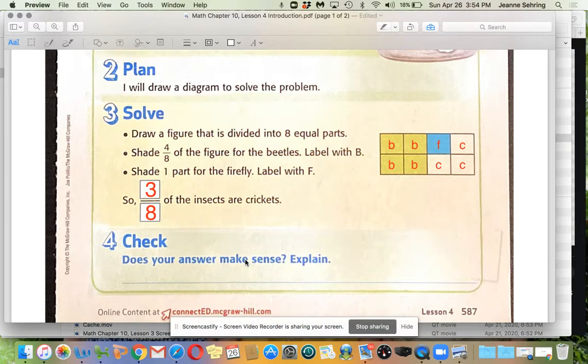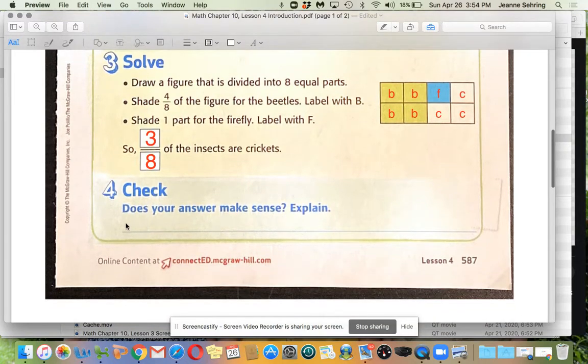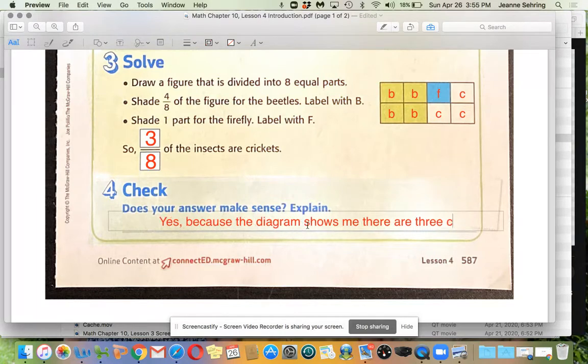All right. Does your answer make sense? Explain. Well, it does make sense because the diagram shows me there are 3 crickets.